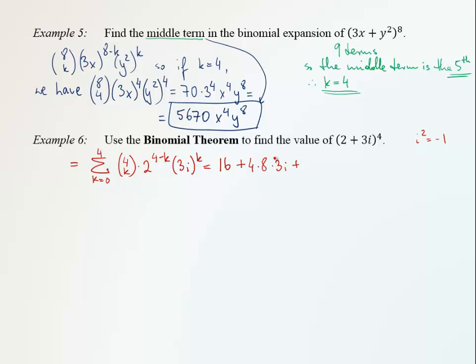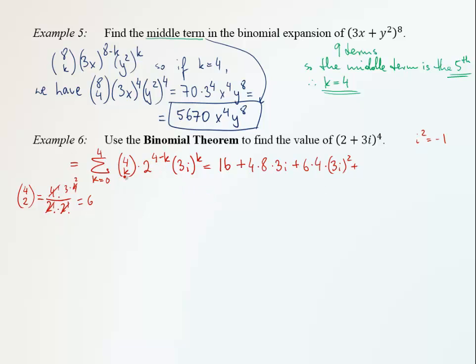And the next term, when k is 2, 4 choose 2. You can recall from Pascal's triangle, or you can calculate very quickly on the side. 4 choose 2 is 4 factorial over 2 factorial times 2 factorial. So it's really 3 times 4 divided by 2, so it's 6. So for this term we have 6 as a coefficient. Now 2 to the 4 minus 2 is 2, so it's just 4. And then 3i is squared, (3i)².